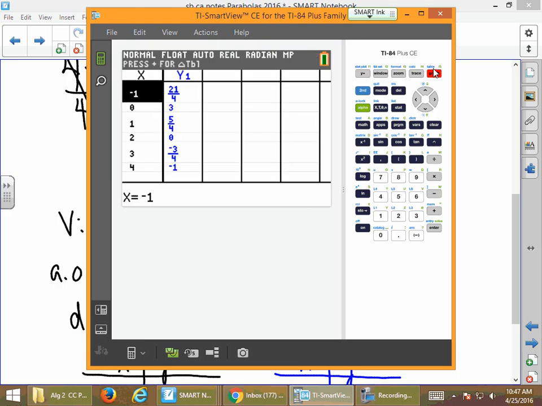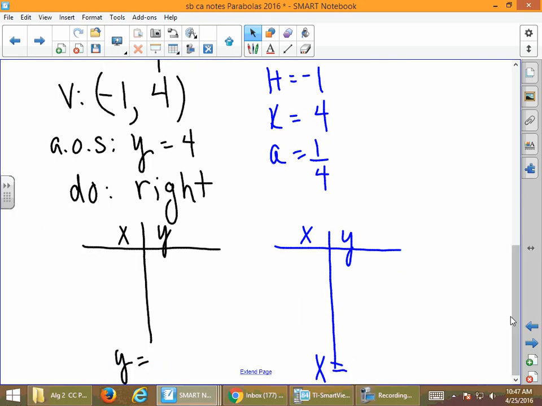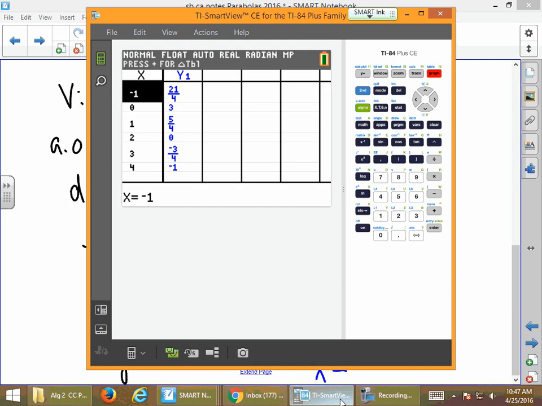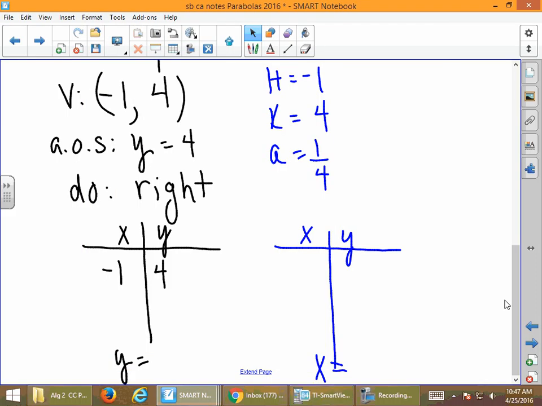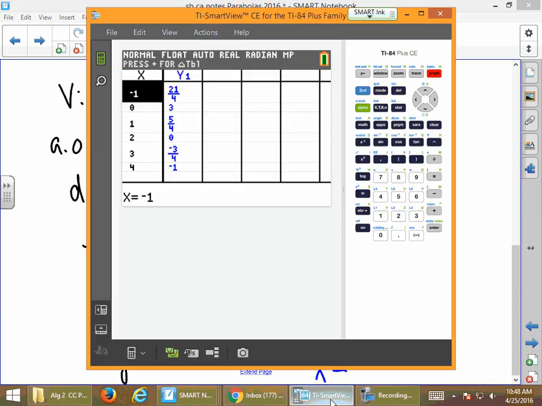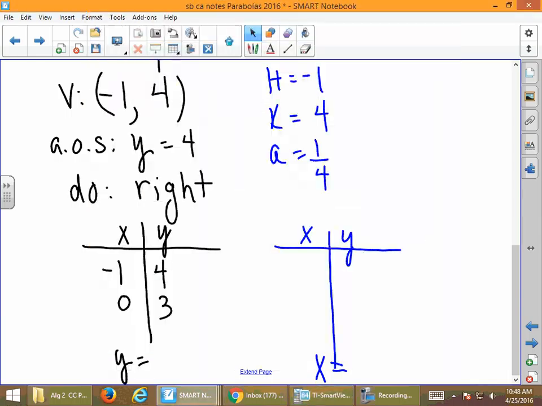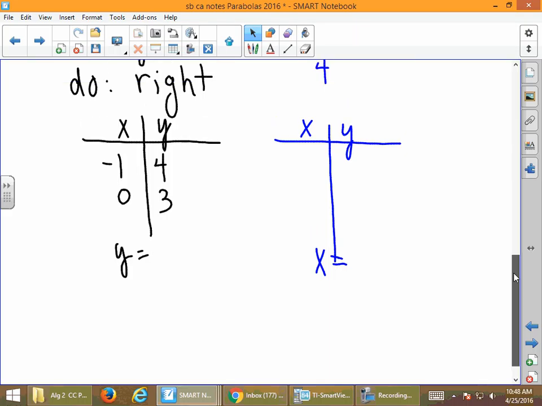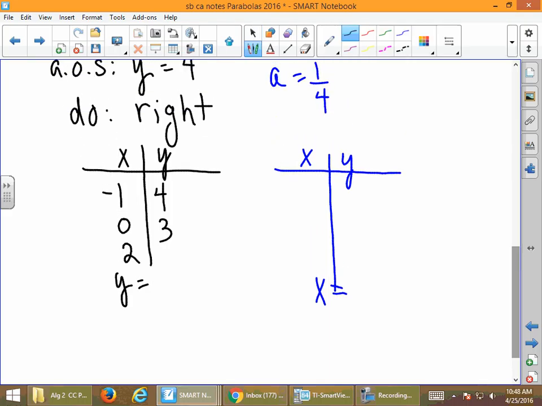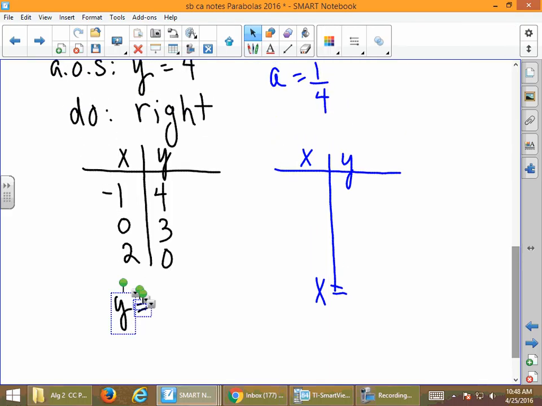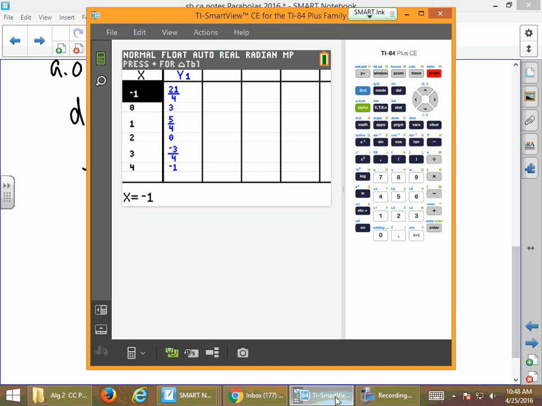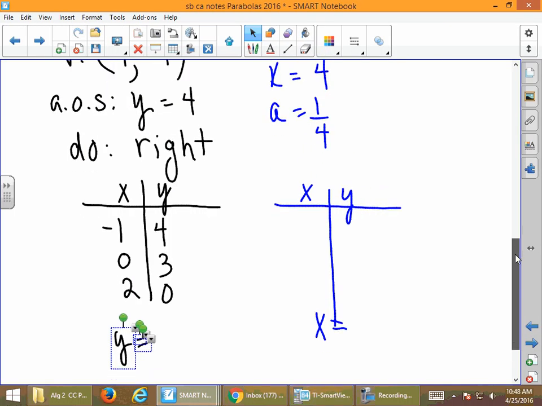And we can see a couple points. 0, 3, 2, 0, 4, negative 1. 0, 3. But we also have negative 1, 4 from our vertex there. 2, 0. And then one more point there. 4, negative 1.